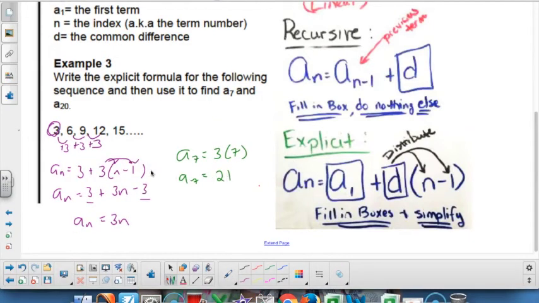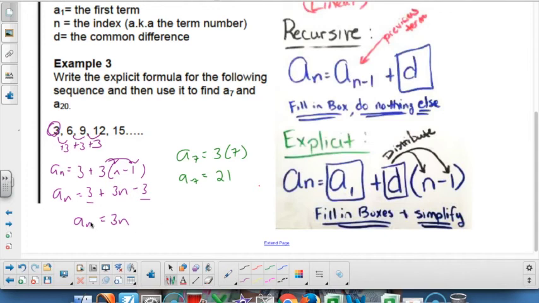Which, if you go back to example 2 in the previous video, you'll see that we used this exact same sequence and found, using the recursive formula, that a sub 7 is equal to 21. So they both work, and they both have their uses. If I was just looking for the 7th term in this, I probably would use the recursive. I'd just jump up a couple more steps and get my a sub 7. But if I want a sub 20, I don't want to add 3 20 times. I don't want to write a sub 1, a sub 2, a sub 3, all the way up to a sub 20. So I'm going to use this explicit formula for that.